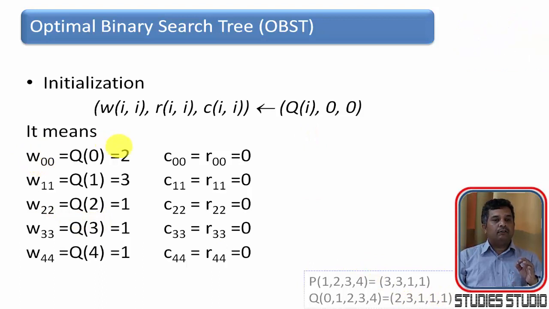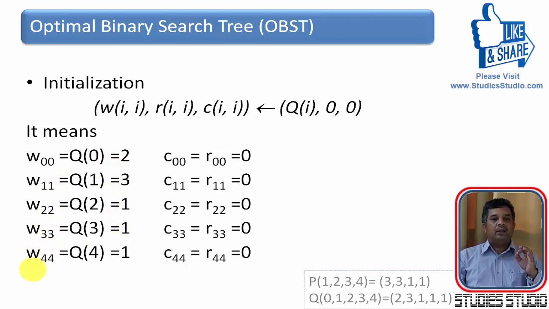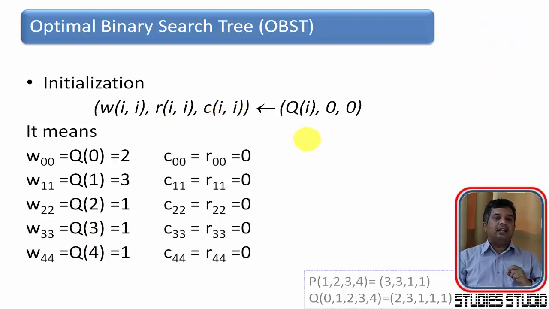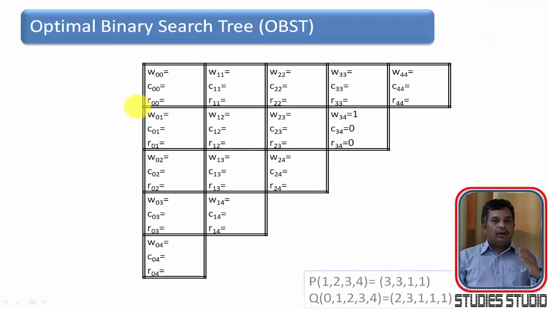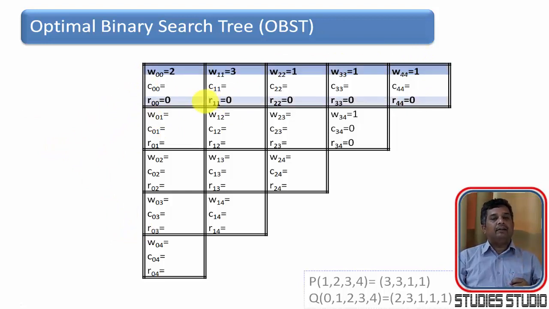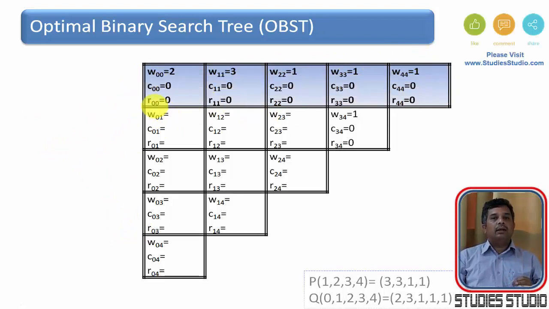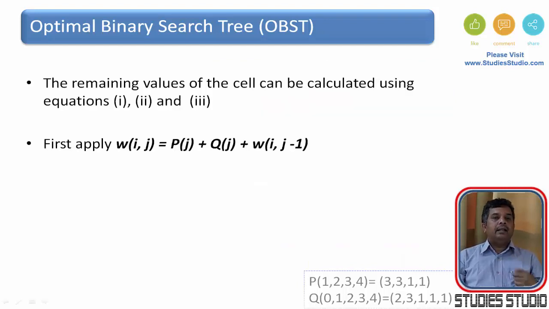So W00 value is Q0 value, that is 2. W11 becomes 3. W22 becomes 1. W33 is 1. W44 is 1. Similarly, Rii and Cii values will be 0. So all these values become 0. For that we need to construct a table like this, and in this table we are going to fill the data one after another. So we have calculated this data, we filled it. Now the remaining data I need to fill by applying formulas 1, 2 and 3.